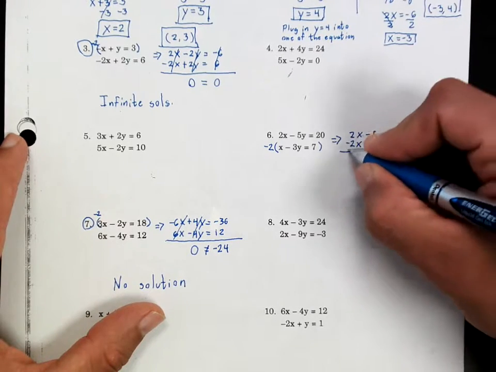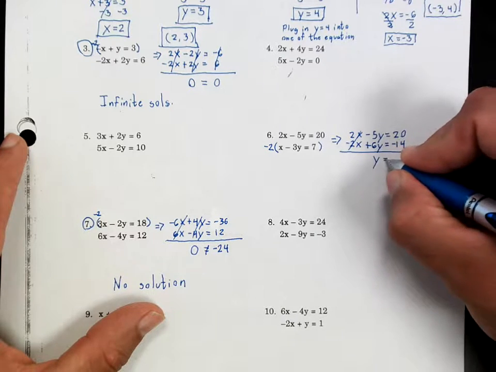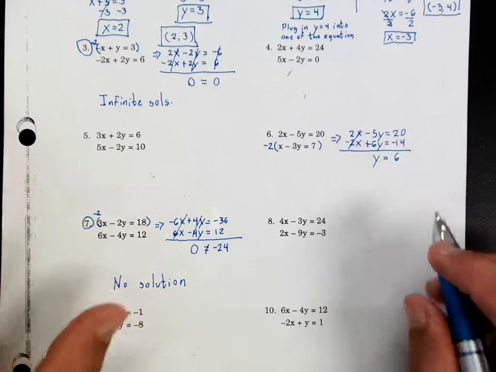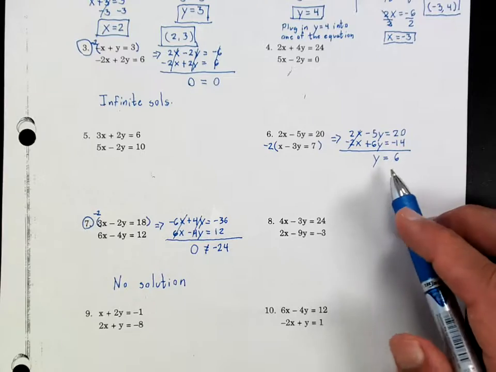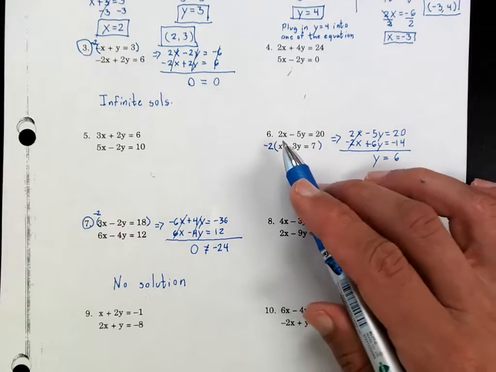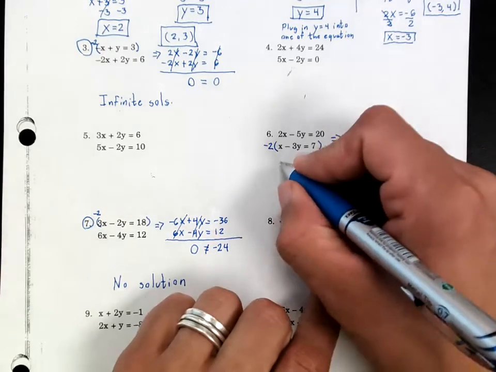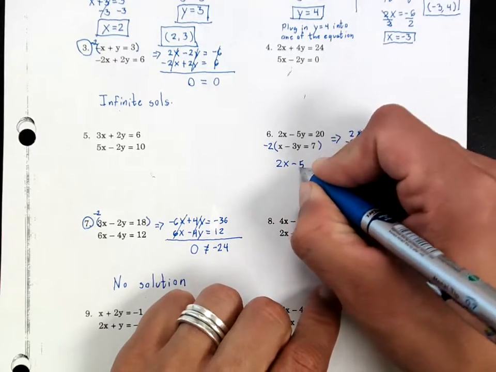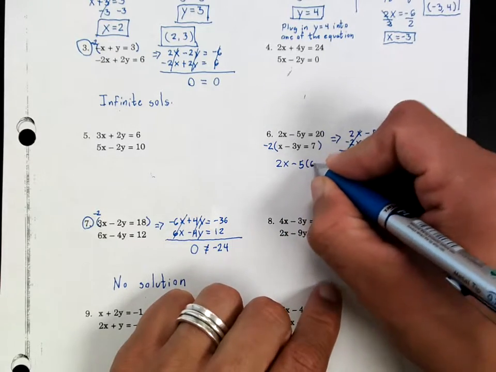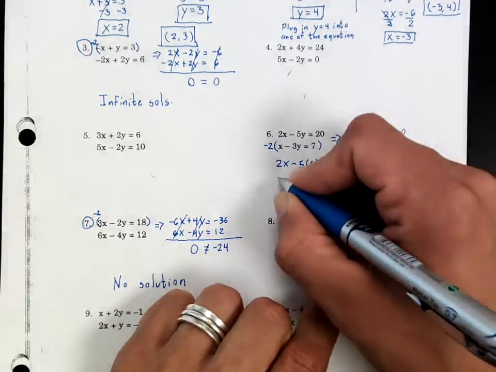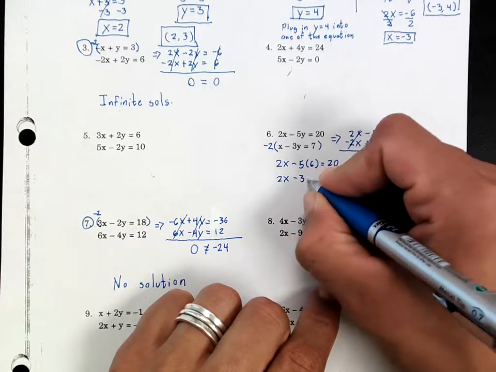And if I add that together, notice that I would have y is equal to 6. Now this is not all the answer, but now you need to plug that back into one of these, right? So I have 2x minus 5, and instead of y, I'm going to write that 6 is equal to 20. So I have 2x minus 30 is equal to 20.